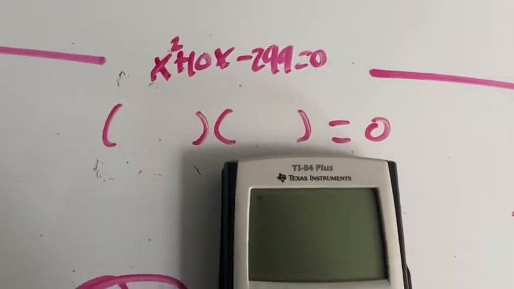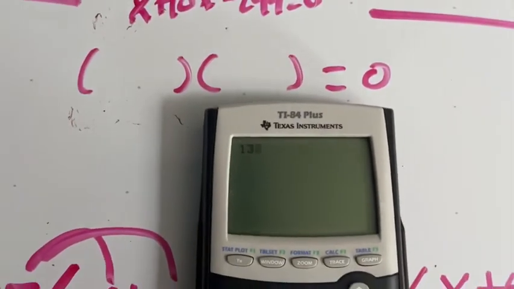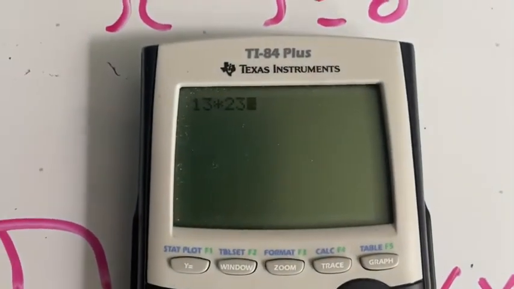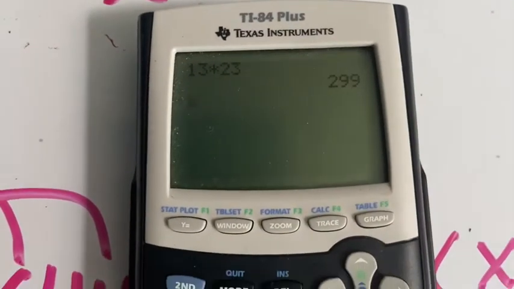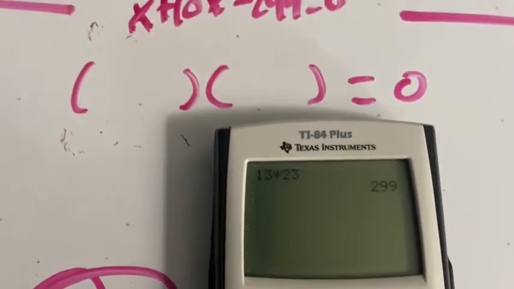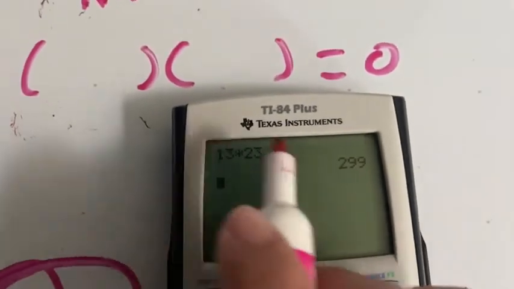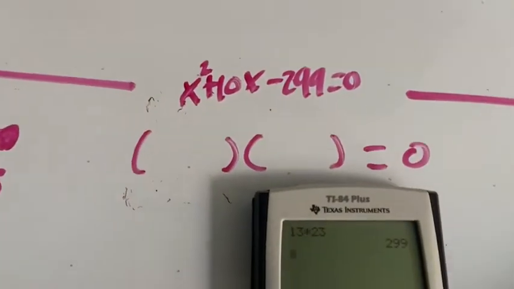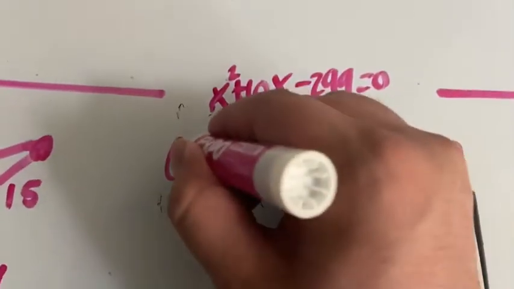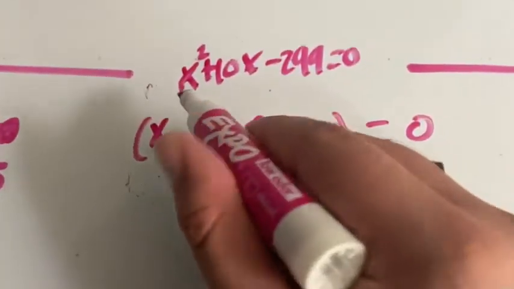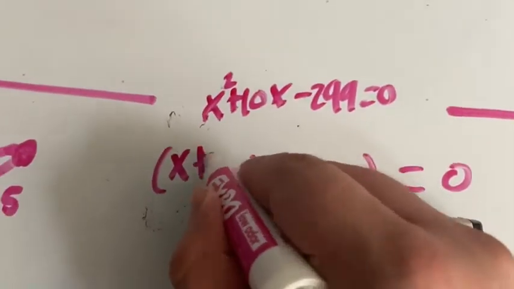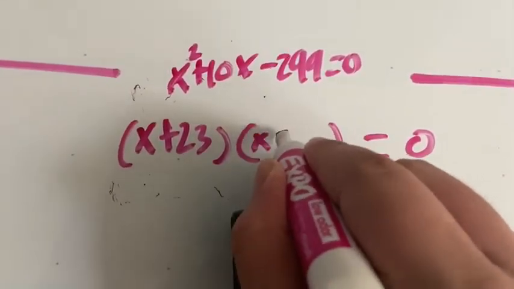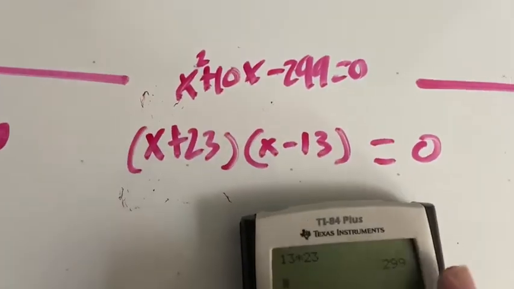So I'll give you all a hint. Try multiplying 13 and 23. What do you know? It's 299. And can we rearrange 13 and 23 to have an expression that would equal 10 if you add or subtract them? Of course. So you'll have x plus 23 and x minus 13.